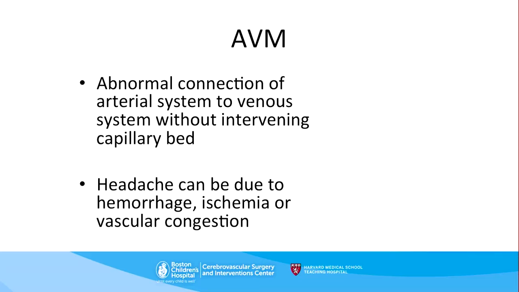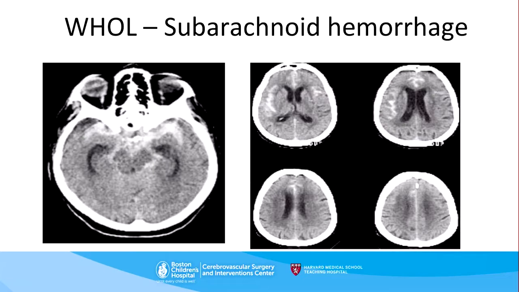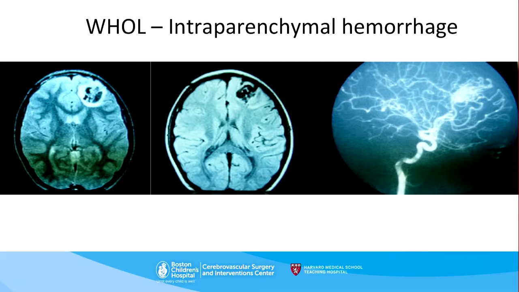AVMs are abnormal connections of the arterial system to the venous system with no capillary bed, and the headaches in acute stages can be from hemorrhage, but in a chronic stage can be from ischemia or vascular congestion. This is what a subarachnoid hemorrhage looks like. You see on a CAT scan here all the white signal in the sulci. The blood basically leaks out and around the brain. This is in contrast to an interparenchymal hemorrhage.